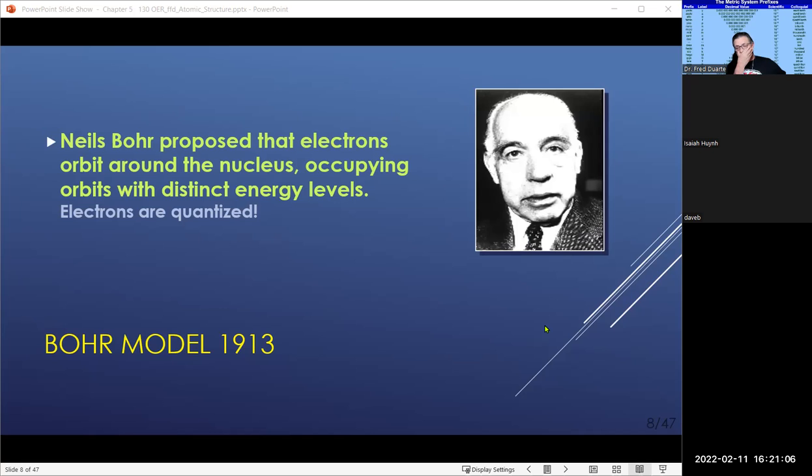Now, another scientist, Niels Bohr, proposed that the electrons orbit the nucleus, which at the time people had an idea that's what's happening, okay? Because we already determined we've got a positive proton in the center, and negative electrons are somewhere out there, outside, maybe orbiting like the planets are. He proposed that these electrons orbit around the nucleus and occupy orbits with very specific energy levels. So as light was being quantized, he proposed that electrons are also quantized.